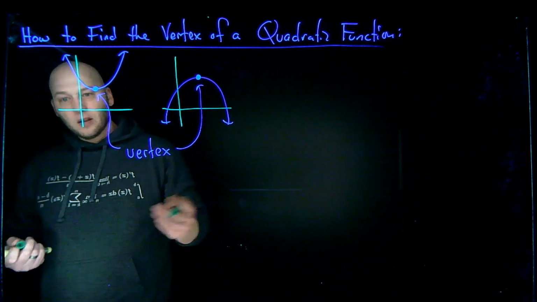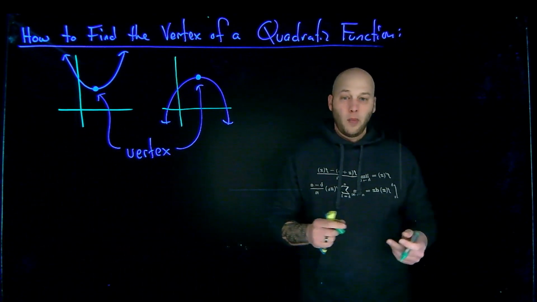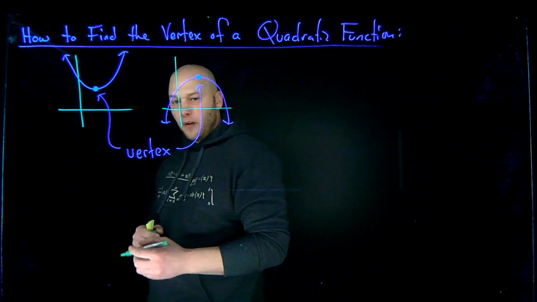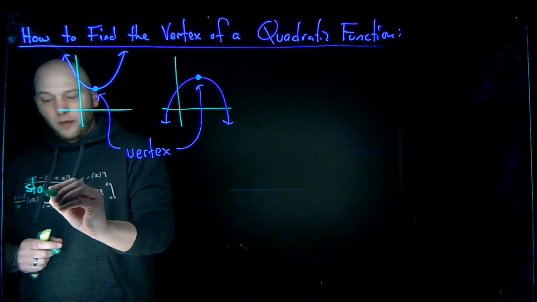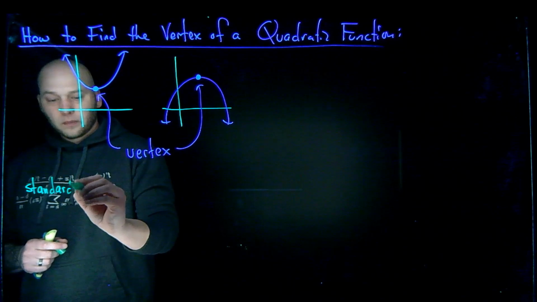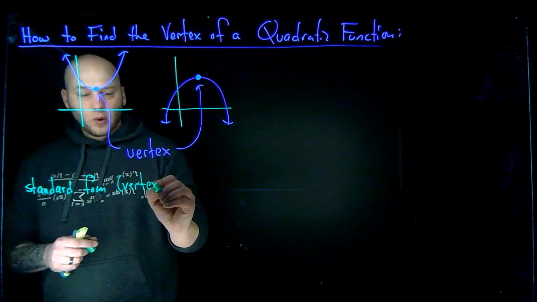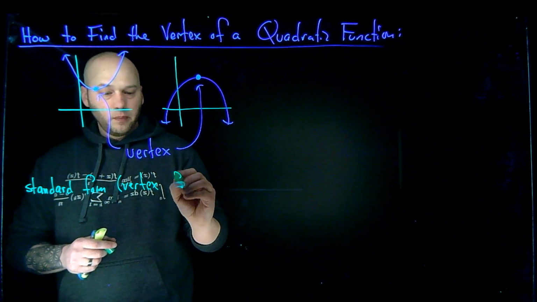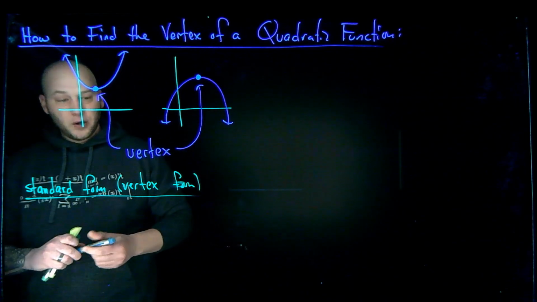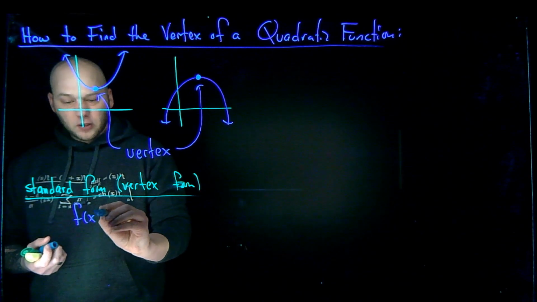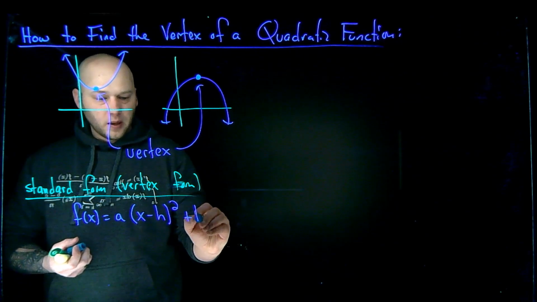So to take a look at how to find these, we have to start by looking at what is the form of the quadratic function. And there's two different forms for a quadratic function. The first one is called standard form. Sometimes some authors will refer to this as vertex form. And the standard form of a quadratic function looks like this. f of x is equal to a times (x minus h) squared plus k.